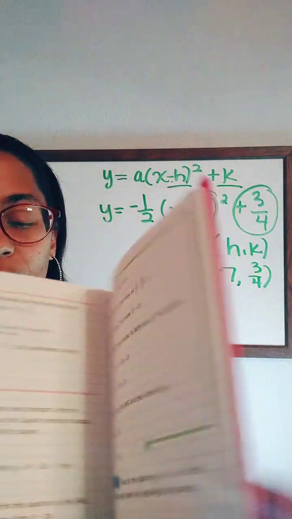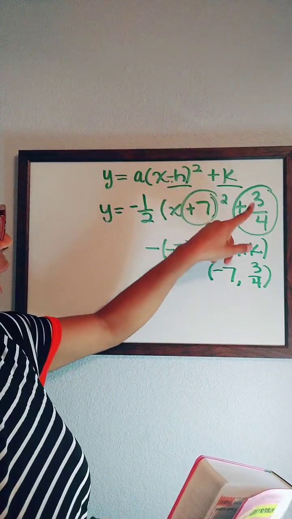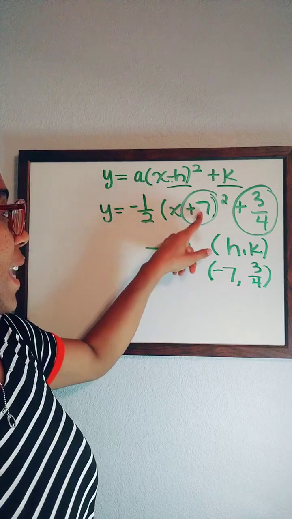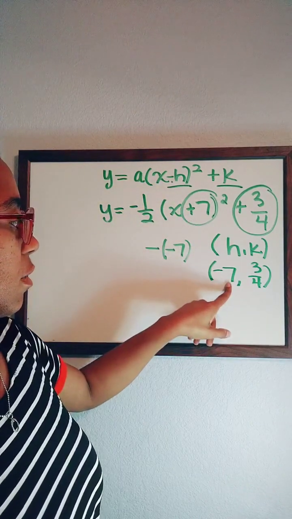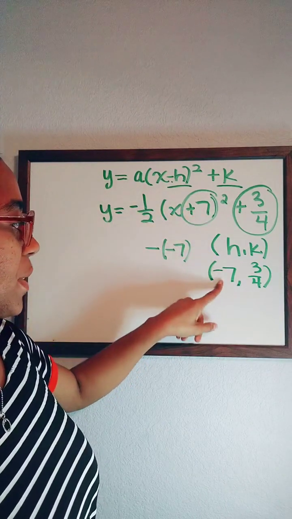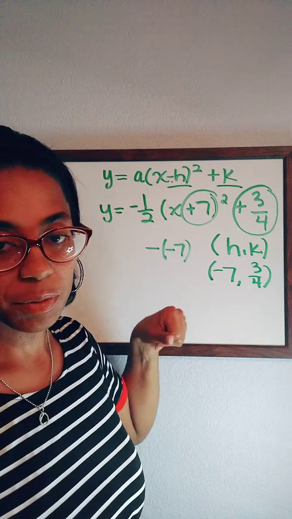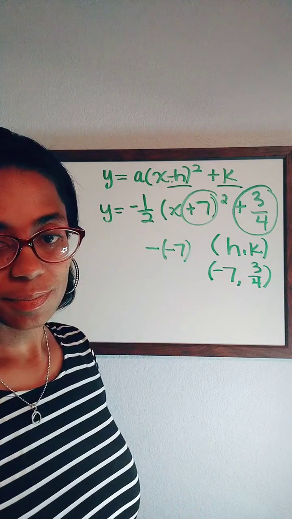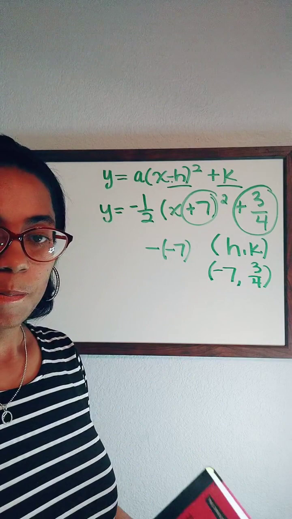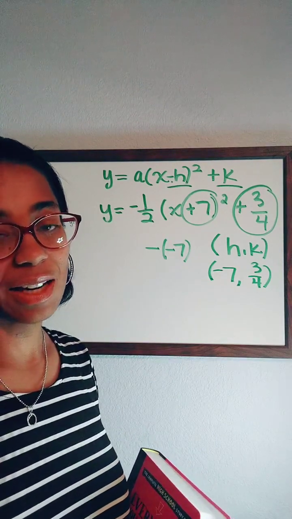So Lex, whenever I do, remember the vertex formula is this. So it's A times X minus H squared plus K. So whatever is in this position right here, we're going to take it and put it into our H value. But since this is a positive, we're going to take the opposite and make it a negative. Changing the signs, I know.